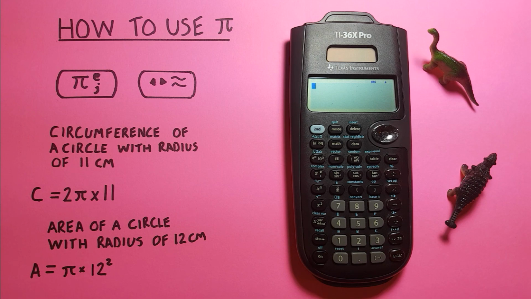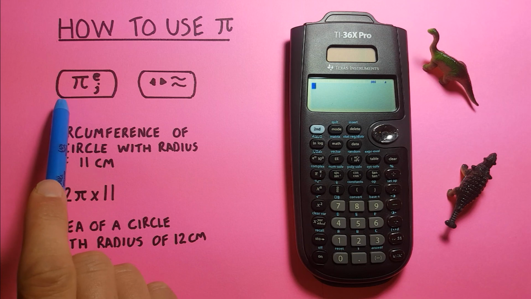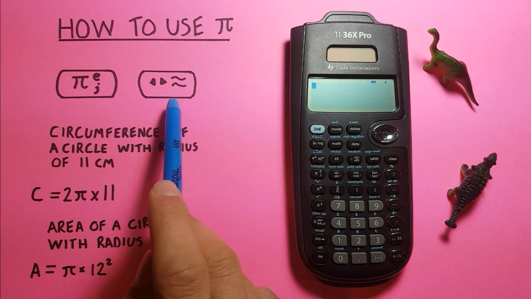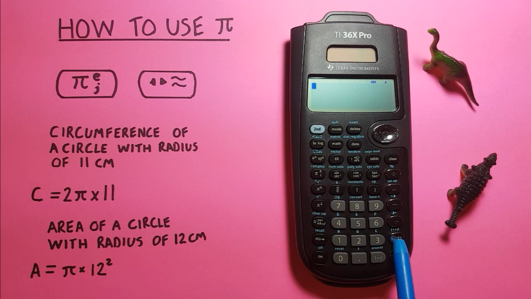I'm Rick, and today we're going to have a look at how to use the Pi key on the TI-36X Pro Scientific Calculator. To do this, we'll be using the Pi key that looks like this, and is located here, as well as the left and right arrow key that looks like this, and is located down here. Alright, so we'll use this in an example.